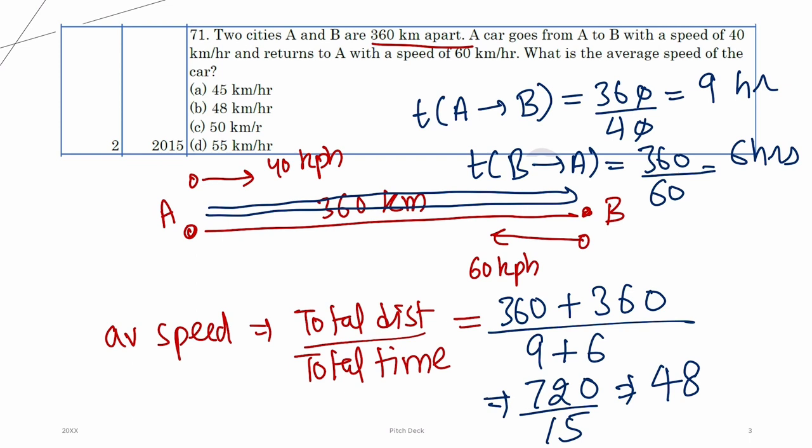15 8 is 120. So 48 kilometers per hour. I hope this is clear. 48. How we solved it? Always remember, average speed is total distance upon total time. That is the only formula you need to know.